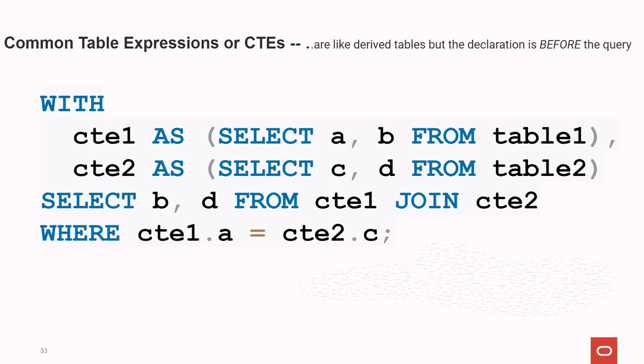Common table expressions. If you hate subqueries, or had trouble with them, I really recommend taking a look at CTEs. They're kind of like derived tables, but the declaration is before the query. Now, in this example, we have two common table expressions. We have one where we're selecting A and B from table 1, another one selecting C and D from table 2, and we're selecting information from the various CTEs, and we can join them. There's a whole bunch of other neat stuff here. A lot easier, a lot faster, a lot easier to comprehend. So I recommend taking a look at CTEs if you write a lot of subqueries.